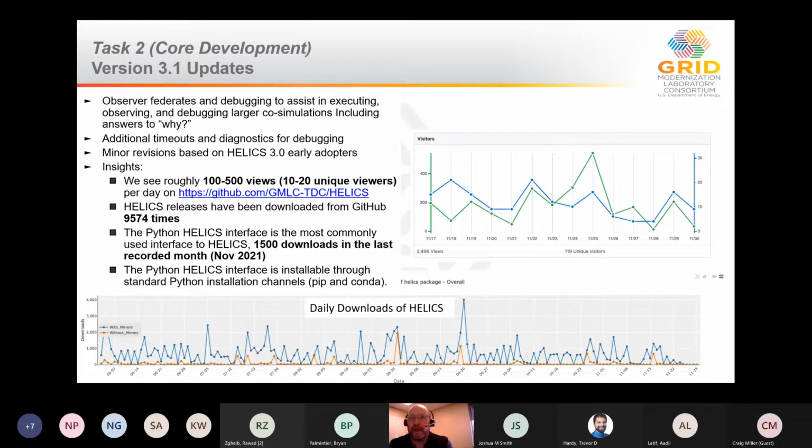We've got the 3.x version of Helix out, and we continue to release new versions of that every month or two. And as you can see, we're seeing a lot of traffic across the GitHub site, and a lot of downloads of Helix, which is exciting, and hopefully means that folks are getting good use out of it at this point.